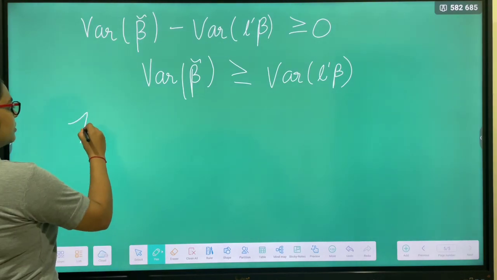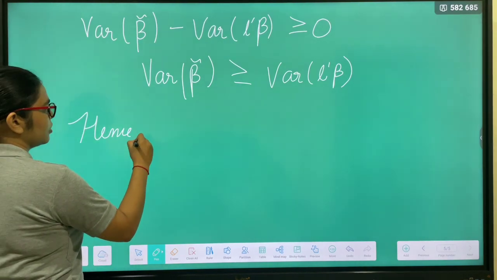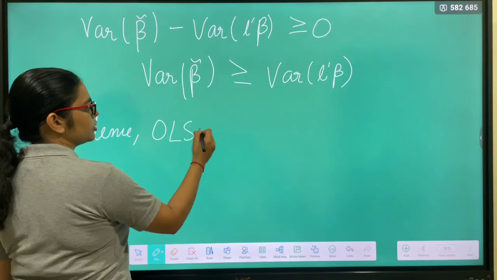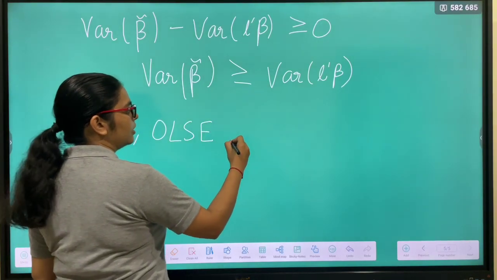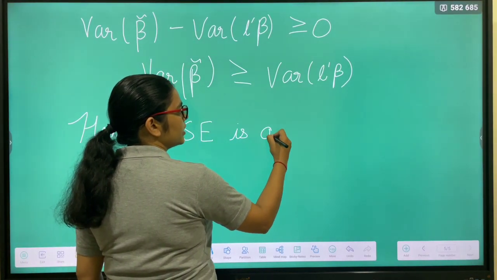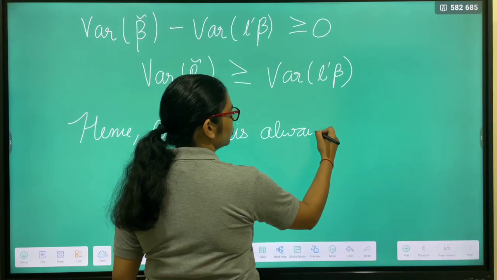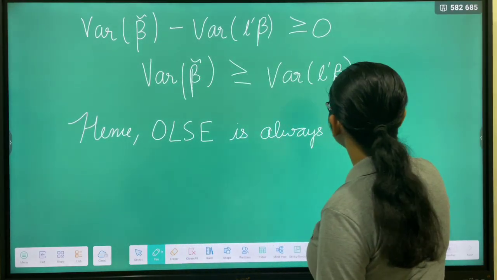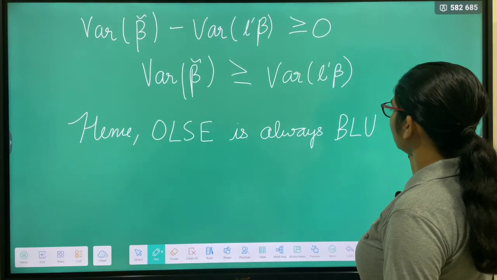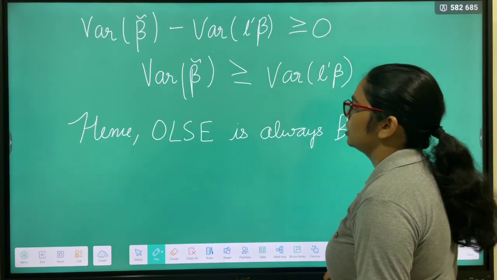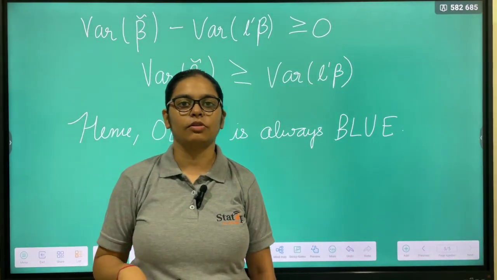So hence OLSE, which is ordinary least square estimator, is always BLUE. BLUE means best linear unbiased estimator. So this completes our theorem, the Gauss-Markov theorem.